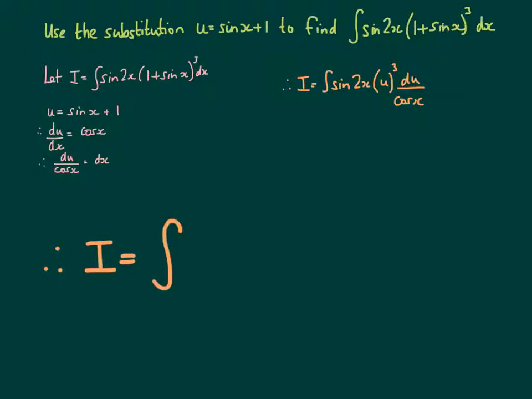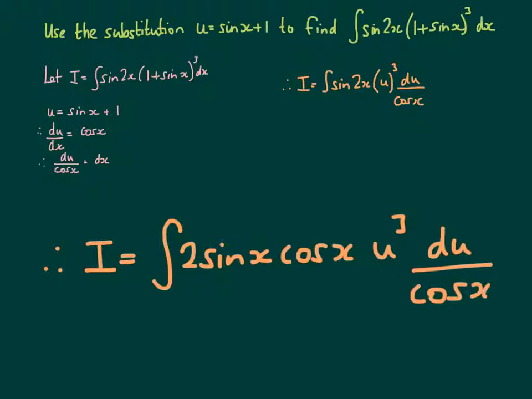All right? So let's just change that first of all. So we've got 2 sine x cos x times u to the power 3 du over cos x. All right? Cos x's can cancel.